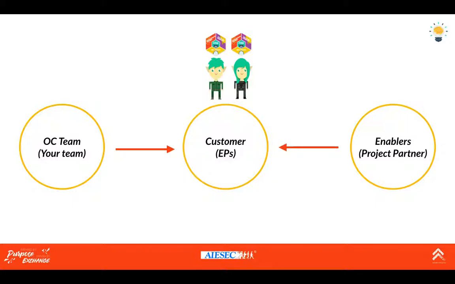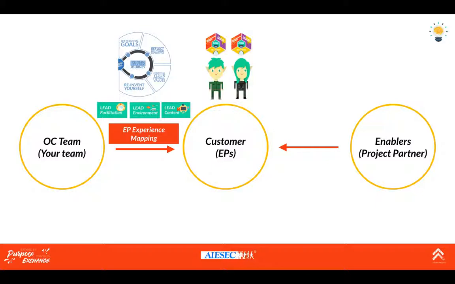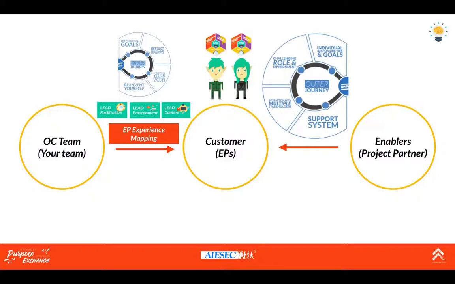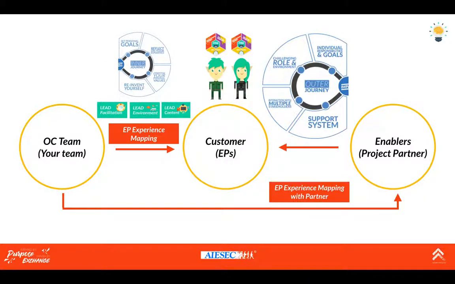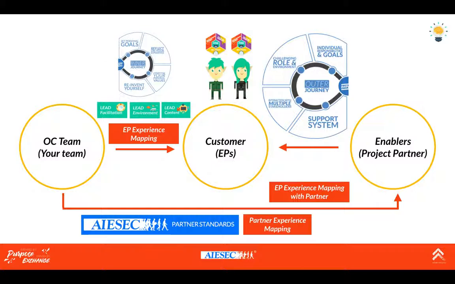So when these two are treated as resources from the OC team, what you need to do is make sure that you take care of the EP experience, right? All the inner journey, in the sense of how you make sure the EP is being developed. Second, your partner's role towards the EP is to make sure the outer journey happens: EPJD, challenging tasks, environment, or that kind of support system between these two stakeholders, as the OC team. As for the relationship between the OC team and the enabler, you need to make sure that you start to map the EP experience together with your partner. Because your partner is the resource to enhance the EP experience, which is why partner standard exists.